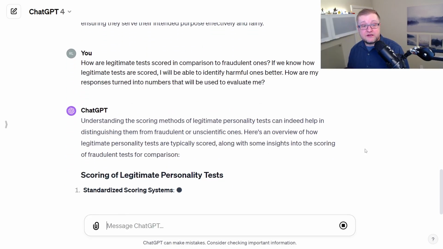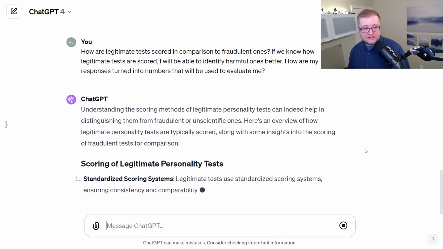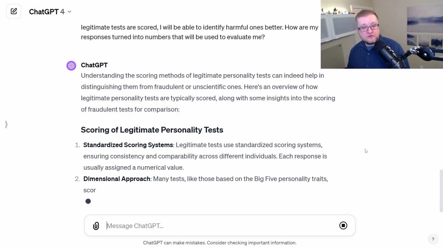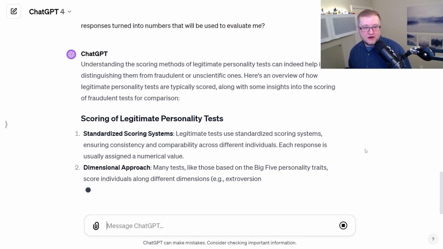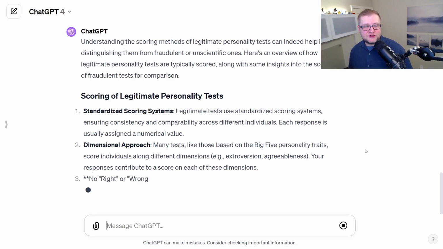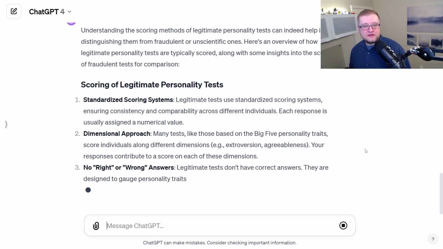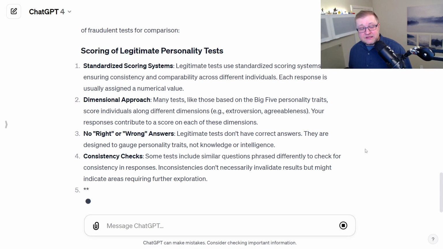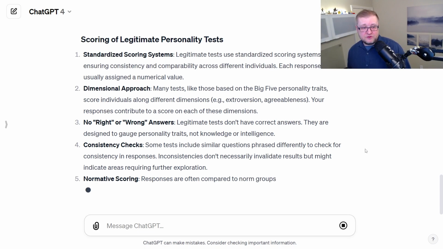There we go. So we've convinced it already. We have asked it for legitimate scoring approaches. It is giving information about scoring systems. We say, all right, it's a dimensional approach. We have numerical values. There's no right or wrong answer in legitimate tests, which is sort of true. We have consistency checks, so we're getting some information about how to deal with that.